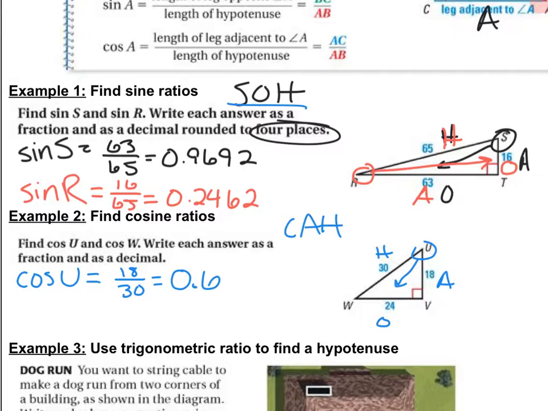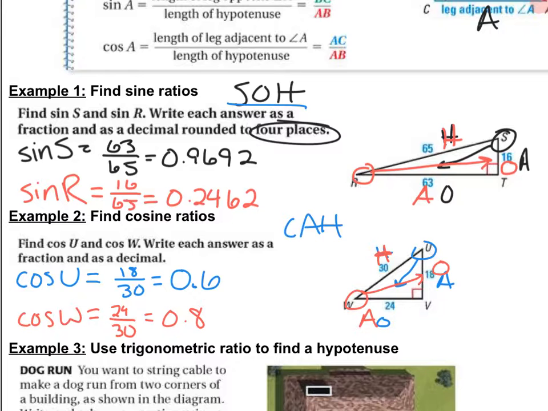Then they want you to find the cosine of W. Across from it is opposite, next to it is adjacent, and the hypotenuse is always the hypotenuse. Notice how each time I start with a different angle, I have to define my opposite and adjacent because they will change. In this case, it's going to be 24 over 30, and 24 divided by 30 gives us 0.8.